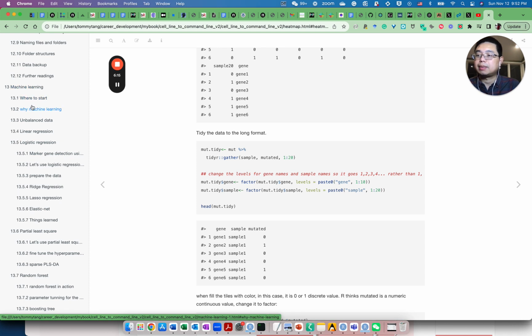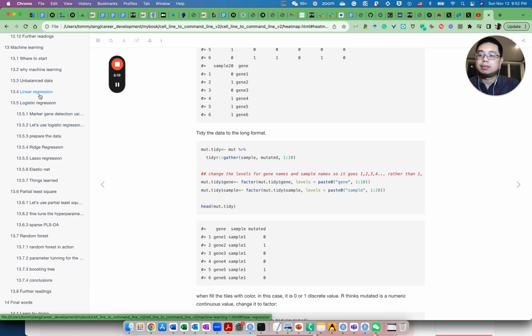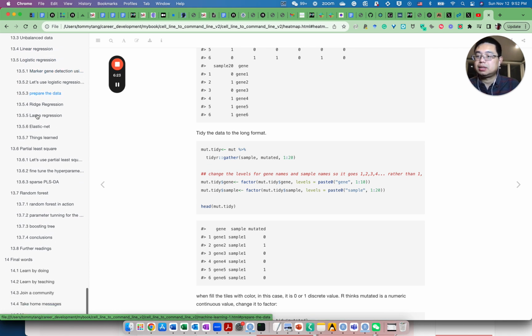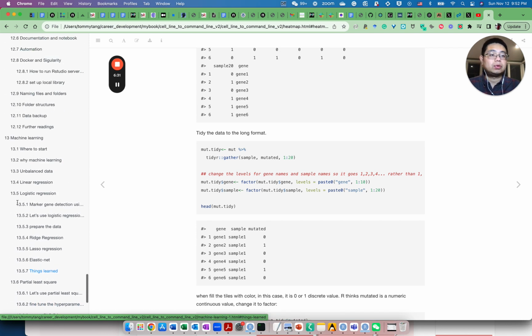And in chapter 13, I talk about machine learning a little bit. Some common machine learning approaches are linear regression, logistic regression, and random forest a little bit. Okay, I think that's just a foretaste of the book.